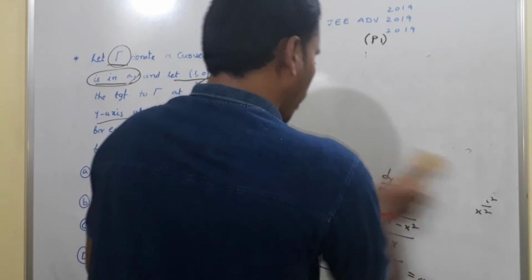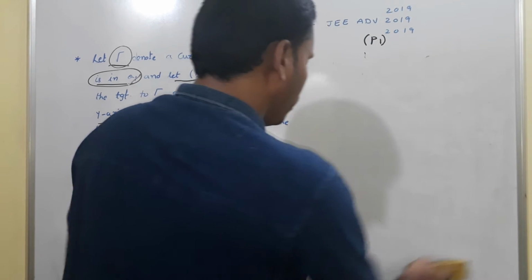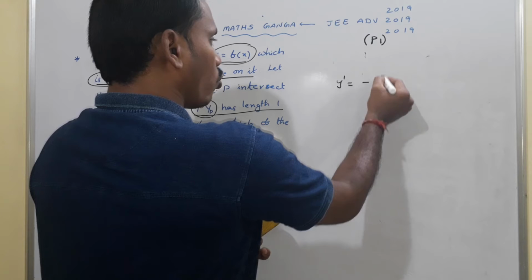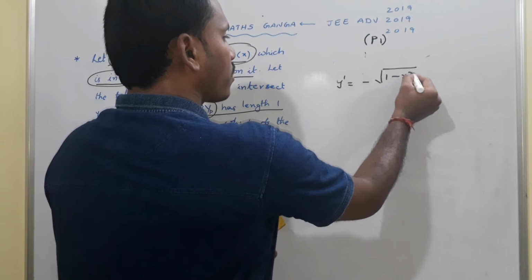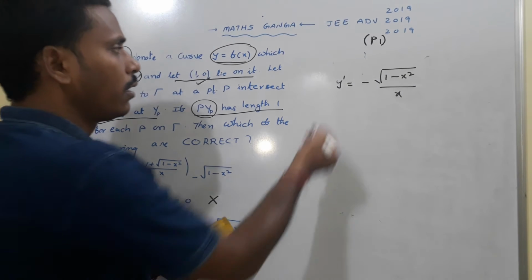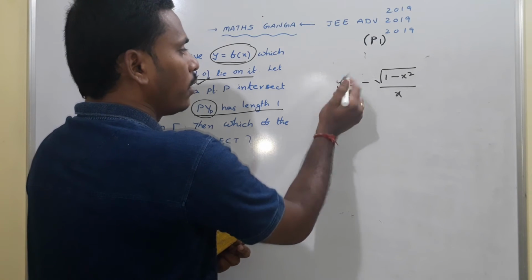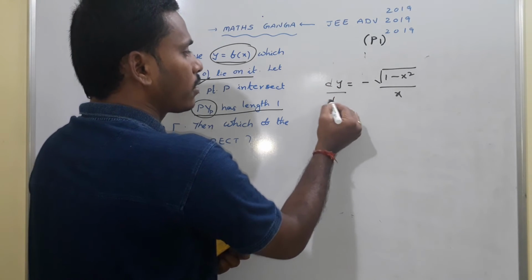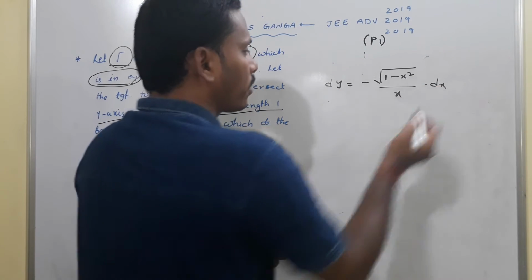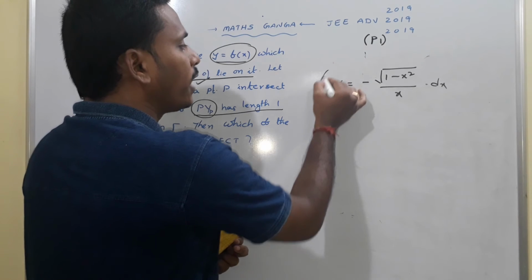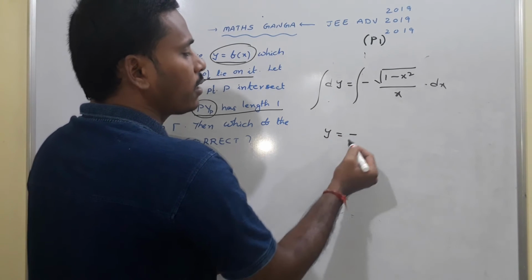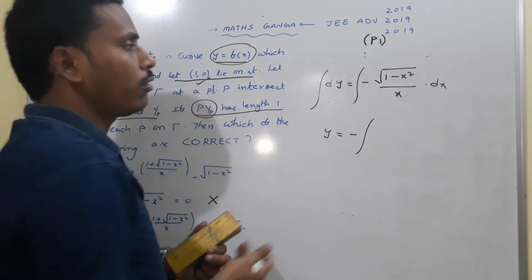So from this, I have finally that y dash is equal to minus root of 1 minus x square by x, or root of 1 minus x square by x. See, y dash is nothing but dy by dx, so I will write dy is equal to this value of dx. Then if you apply integration on both sides, the integral of dy is y, so minus root of... we have to solve this one.